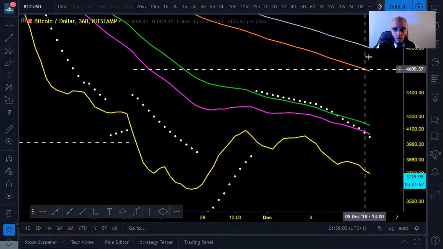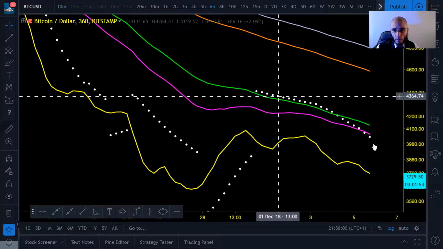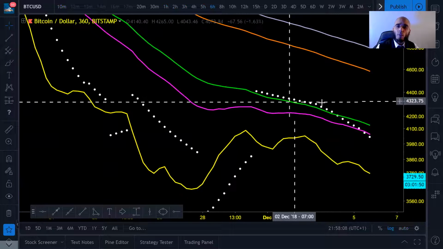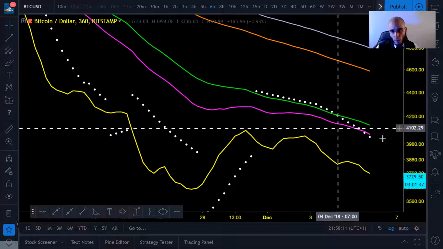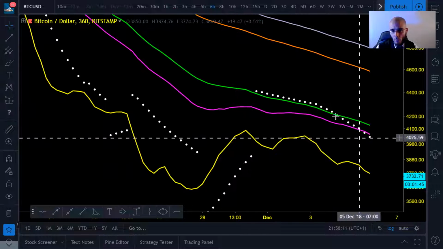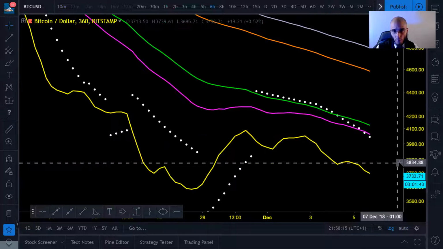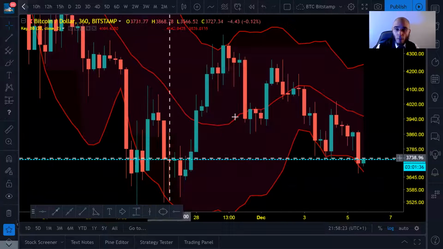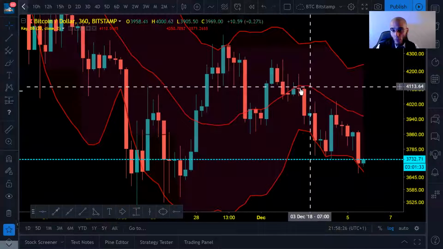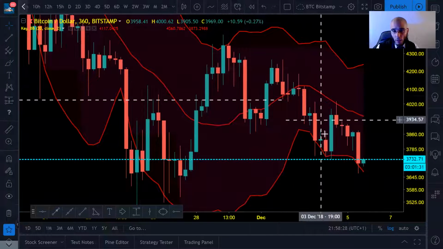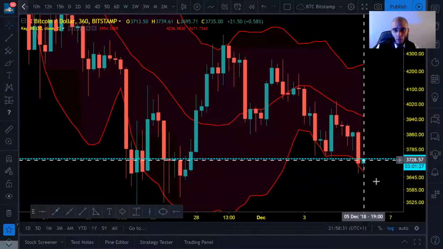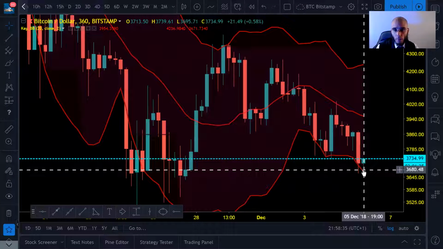Consensus moving averages are all pointing down. Stop and reverse did get hit and is dropping quite sharply. Well, yes, quite sharply. Sharper than in the past. Well, it's dropping. Bollinger Band, you did hit the middle Bollinger Band here, then you went down. You hit it again and you went down. And now it looks like you're following the lower Bollinger Band.